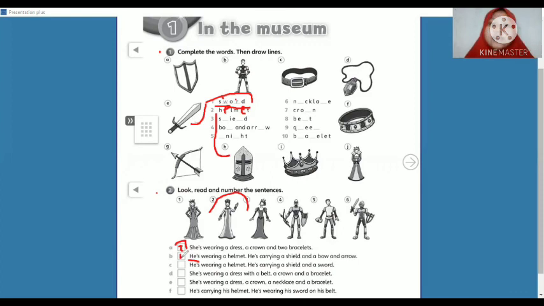Okay, I think that's all about your assignment today. I hope you understand. And if you have a problem, you can chat me on WA. And I hope you can collect your assignment as fast as you can.